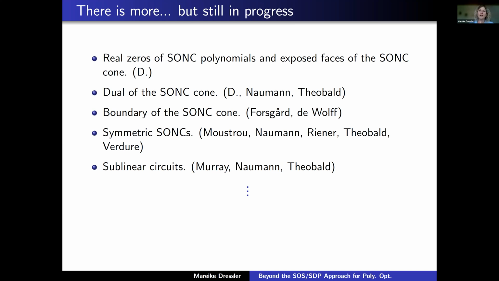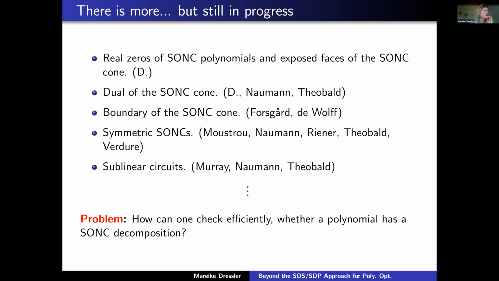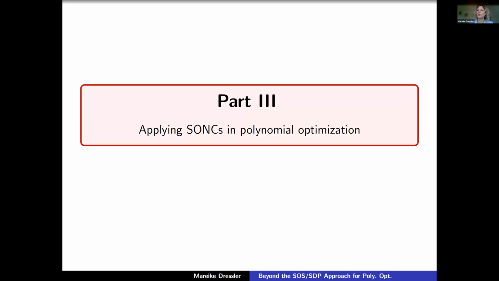Okay, so I do not want to dwell on this further. I rather want to address this problem of checking membership in this cone. All right, so now we have understood the cone a little bit. The thing we now want to address is, if I give you a polynomial, how can I check whether this polynomial is SONC or not? This brings us back to polynomial optimization and will eventually lead to applying SONCs for these kinds of problems.